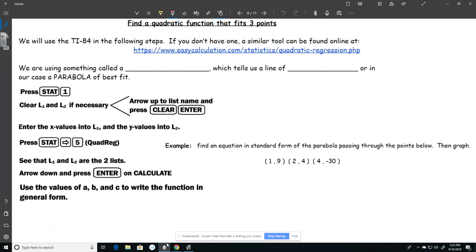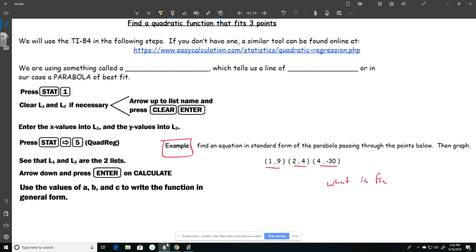Now, as far as the rest of what we're doing goes, this last step is just really quick. In fact, I'm not even going to walk you through it. I'm just going to quickly show you an example. What it wants us to do is find a quadratic function that fits 3 points. So here's your example. It gives me 3 different points: (1, 9), (2, 4), (4, -30). It wants to know what is the function.